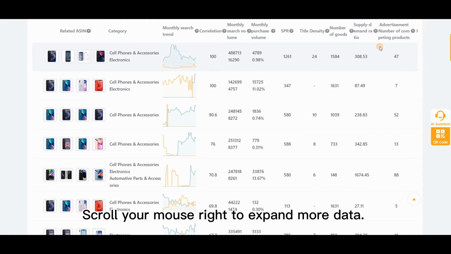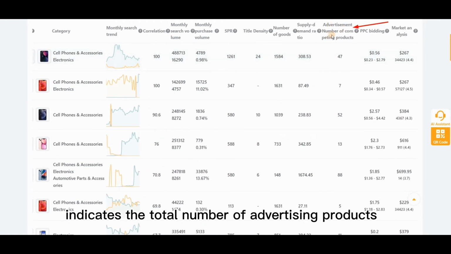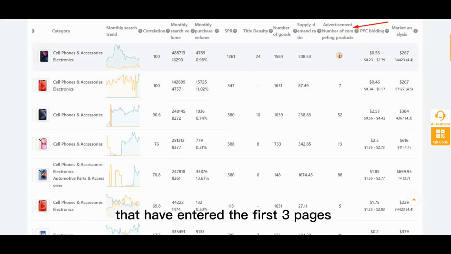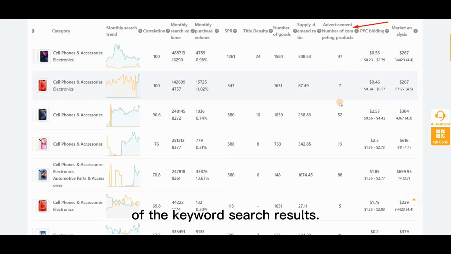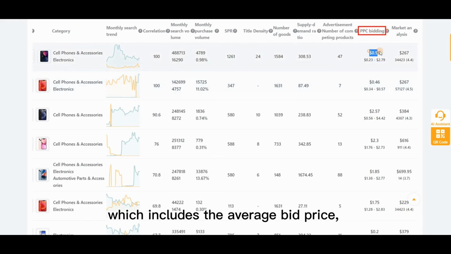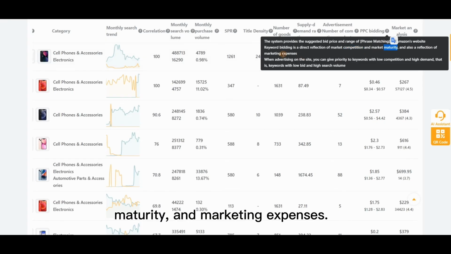Scroll your mouse right to expand more data. The advertisement number of the competing products indicates the total number of advertising products that have entered the first 3 pages of the keyword search results. PPC bidding tells you the suggested bid price, which includes the average bid price, lowest bid price, and highest bid price in dollars. You can understand the market competition, maturity, and marketing expenses.